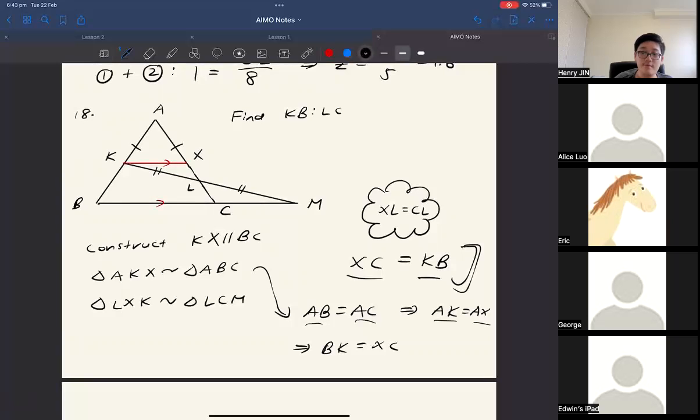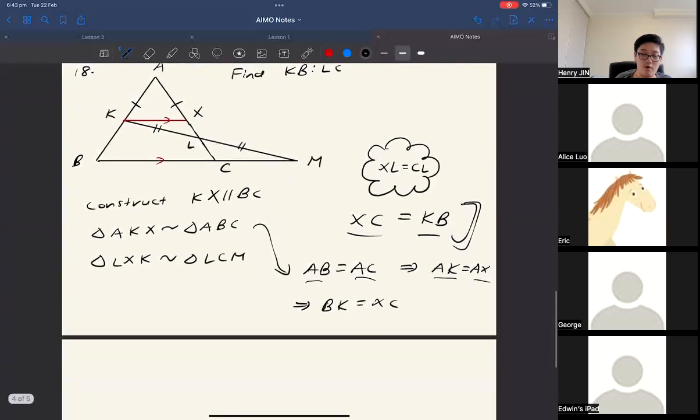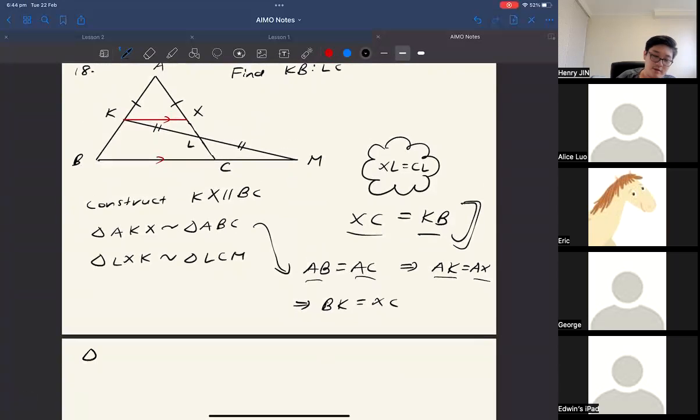So now how do we prove it? Well, I already gave the proof for BK equals XC. Now, how to prove XL equals CL? Well, you might notice that this line extends to CM. So in fact, these triangles are actually similar as well. So KXL is similar to MCL. In fact, it's congruent. So if it's similar, you can go congruent.